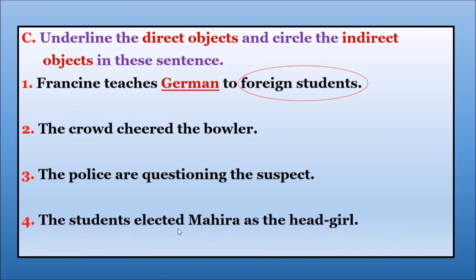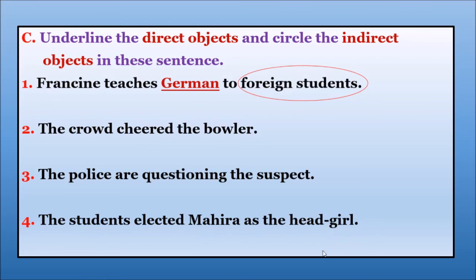The students elected Mahira. So direct object, elected whom? Direct object is Mahira. So underline Mahira. As what? Mahira became what? Now this object is becoming something. We are not talking about the subject here. Right? Here German is the direct object. This is used for other students. The same way this one is used as the head girl. So we are talking about the object a second time. The students elected Mahira as the head girl means head girl becomes the indirect object. So underline Mahira as direct object and circle the head girl as indirect object.